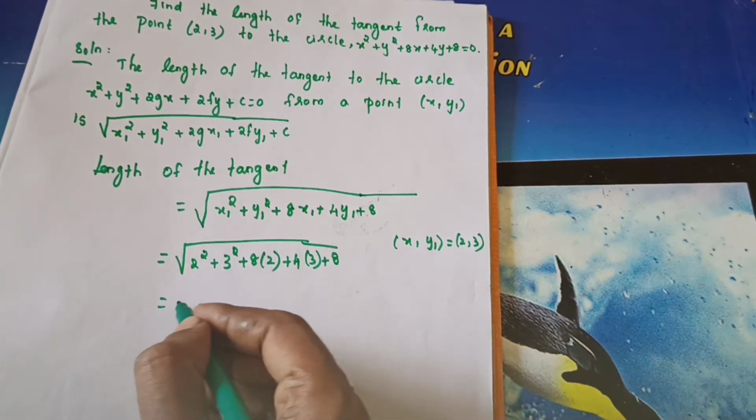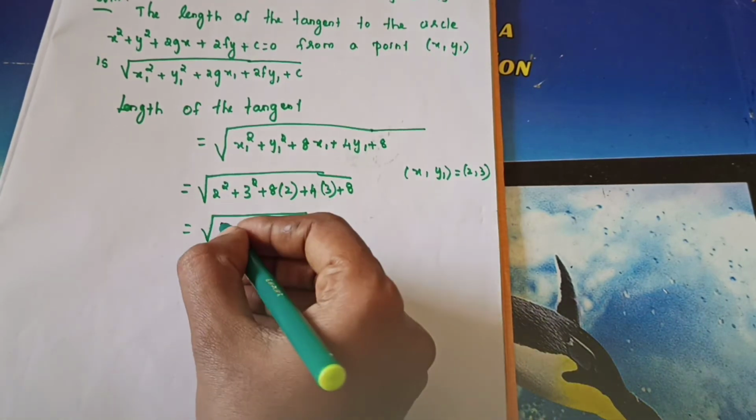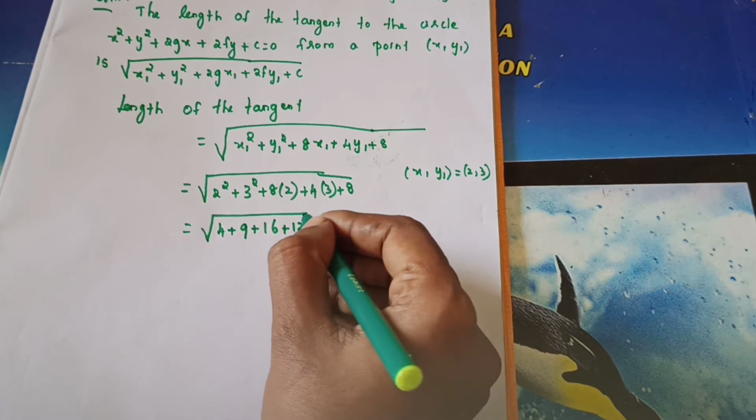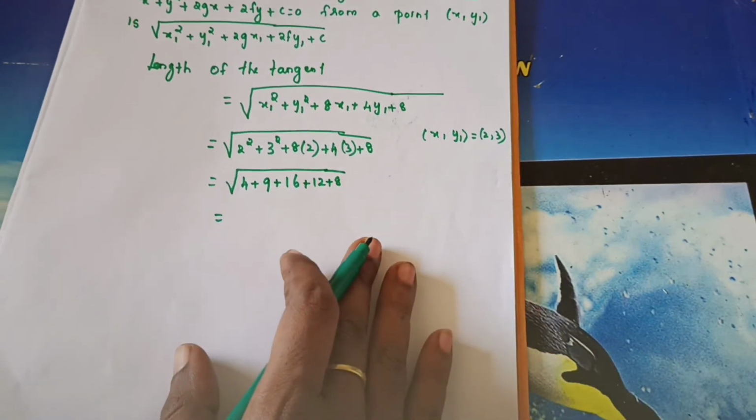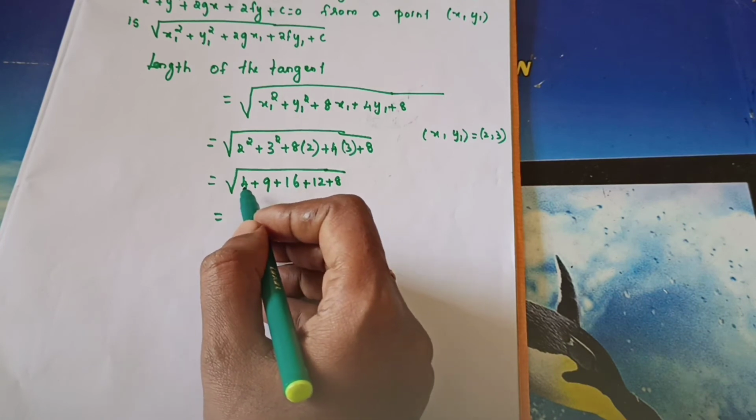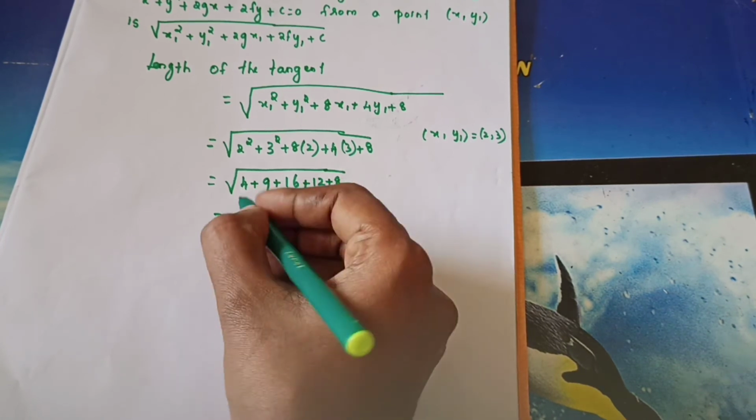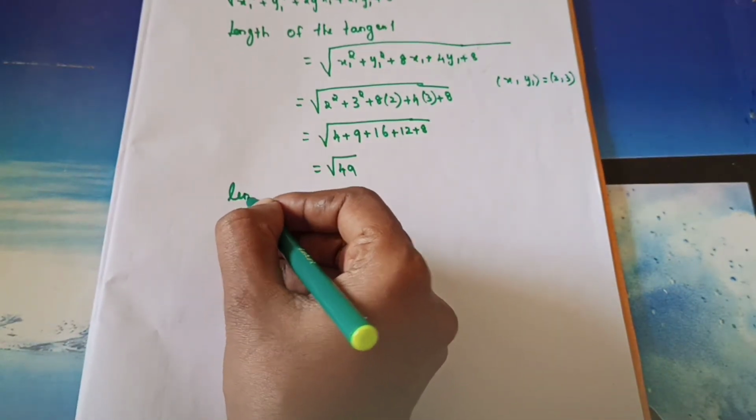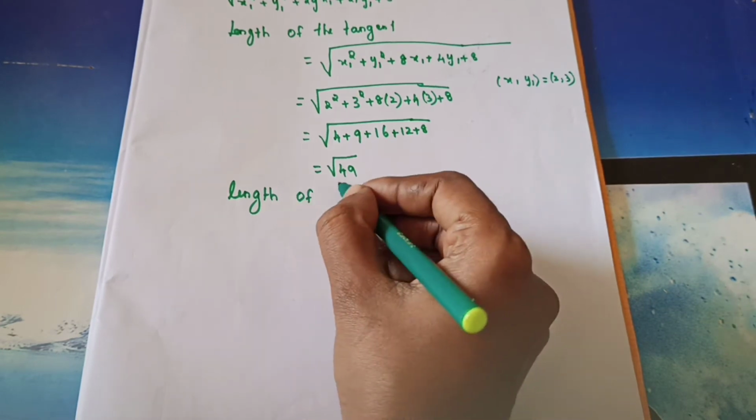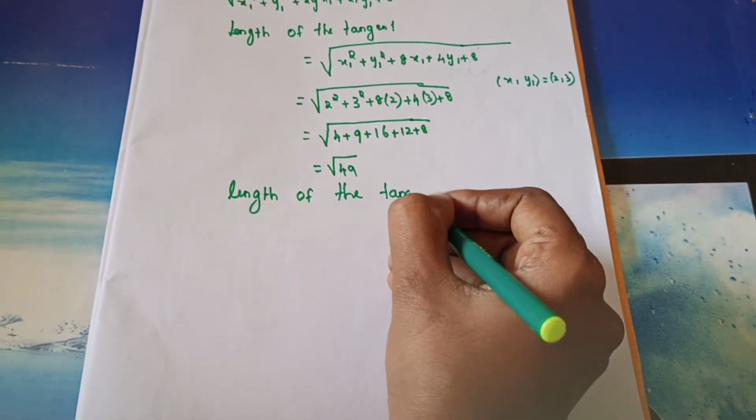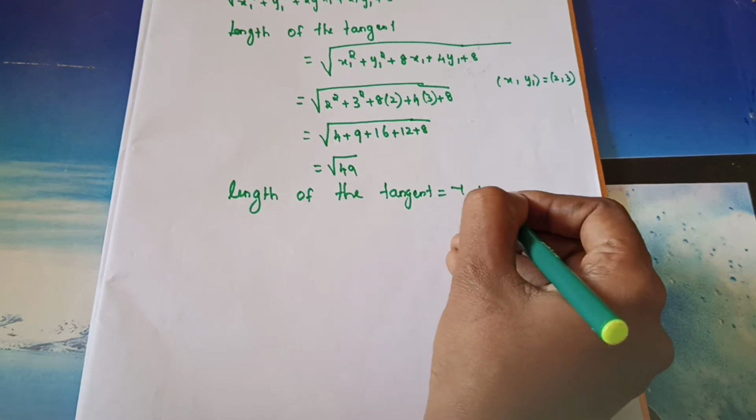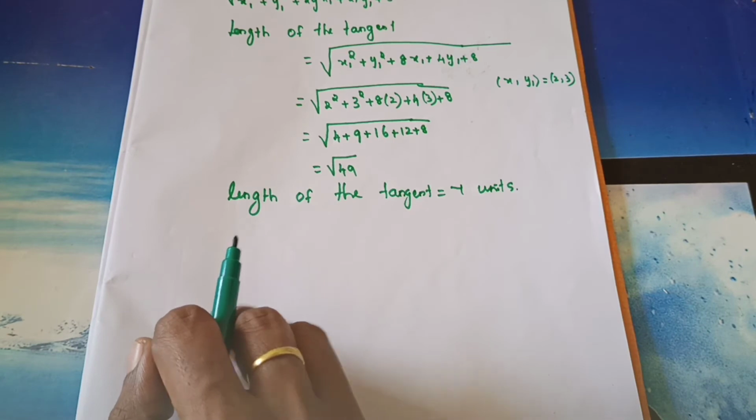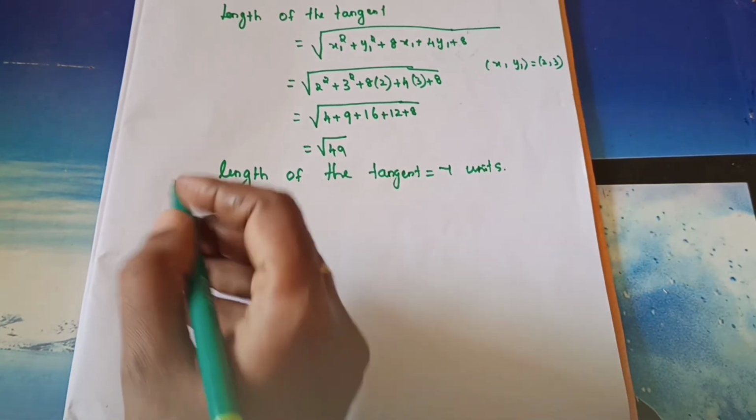Correct? So that's equal to square root of, simplify, 4 plus 9 plus 16 plus 12 plus 8. Add all this. What's the value? We get it. 16 plus 30, 12 plus 8. So root of 49 you will get. What's the value for root 49? 7. Correct? Okay. So length of the tangent equal to 7 units. You need to write in units. Okay. So 7 units. Understand, students? Okay. This much only, very easy.